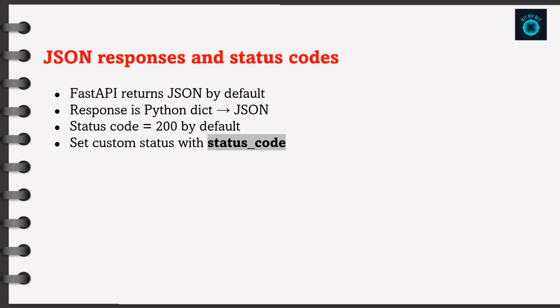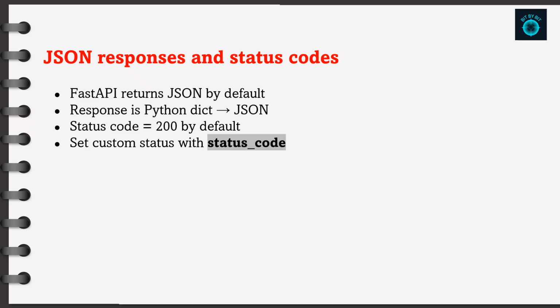JSON responses and status codes. FastAPI returns JSON responses by default. Whenever you return a Python dictionary, FastAPI automatically converts it into JSON for the client. The default status code is 200, which means request successful. You can change the status code using the status_code parameter in the route decorator.